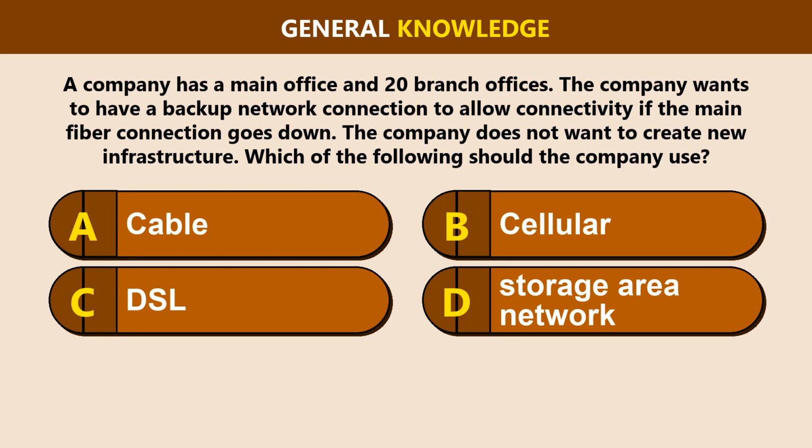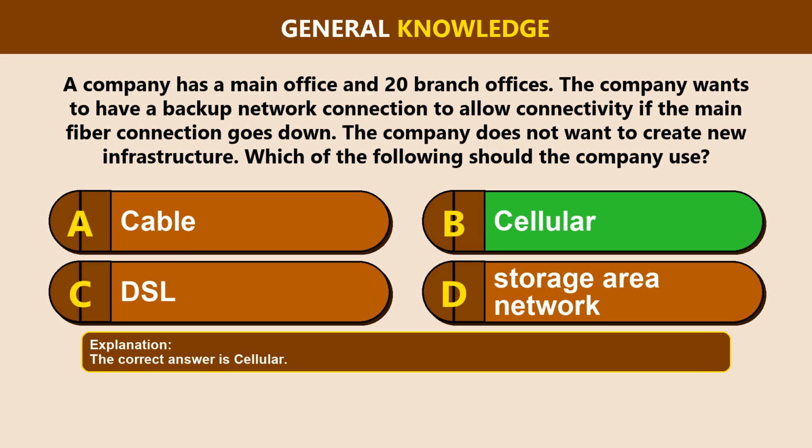Question 8. A company has a main office and 20 branch offices. The company wants to have a backup network connection to allow connectivity if the main fiber connection goes down. The company does not want to create new infrastructure. Which of the following should the company use? Option A, cable. Option B, cellular. Option C, DSL. Option D, storage area network. The correct answer is option B, cellular.